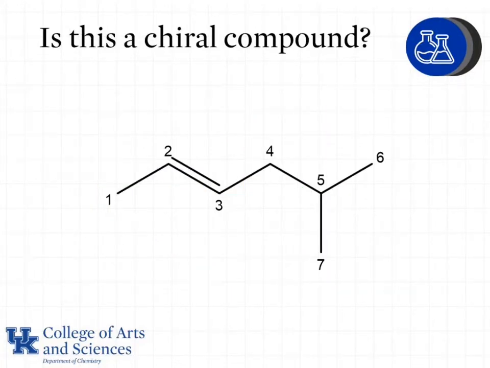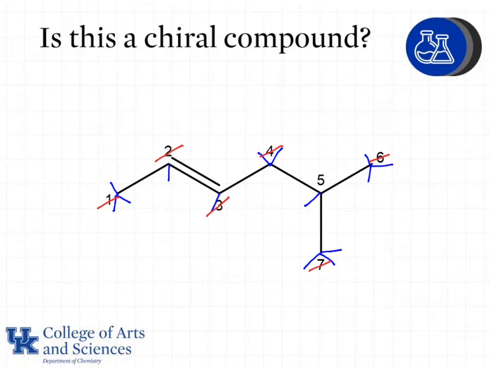Is this a chiral compound? First, we want to draw in our hydrogen atoms so we can eliminate any carbon with two or more hydrogens. This allows us to eliminate carbons 1, 4, 6, and 7. We can also eliminate carbons 2 and 3 because they are involved in a double bond, and if it's involved in a double bond, the atom cannot have four groups attached because it has two bonds which take up one group. So our only option left is carbon 5.